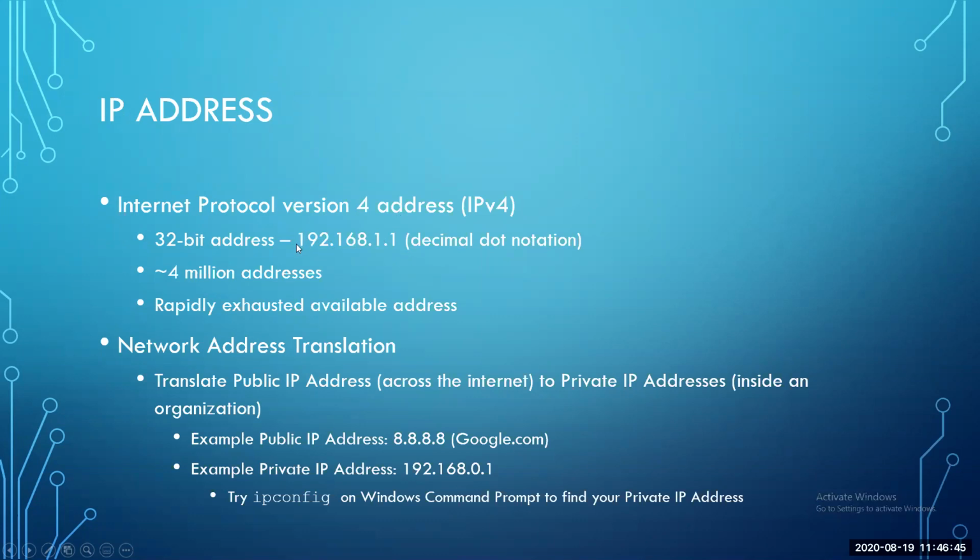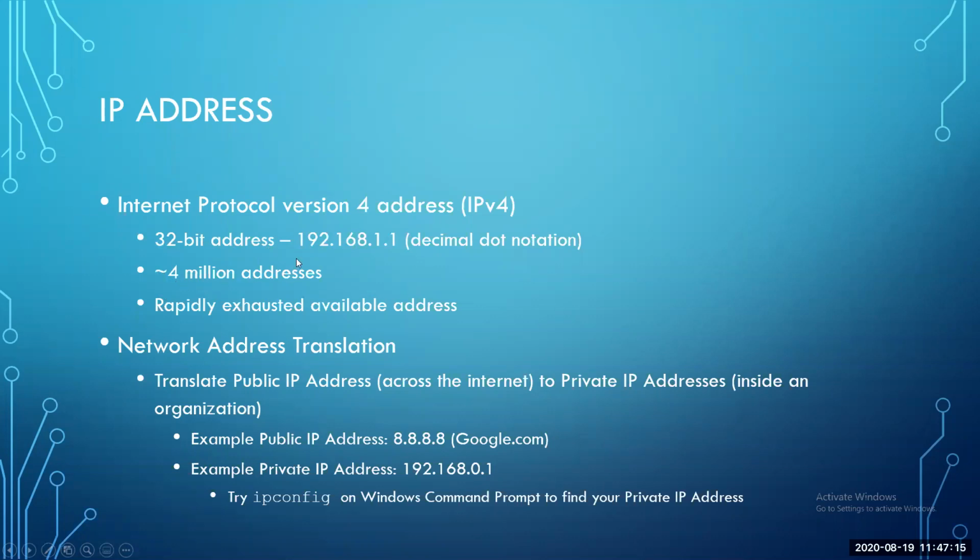Right? And we did this previously. So this would be 8 bits, this would be 8 bits. This 1 is still 8 bits. It would just be 00000001. Same thing for this one, 00000001. With 32 bits, we have 2 to the 32 possible unique IP addresses, which is roughly 4 million.